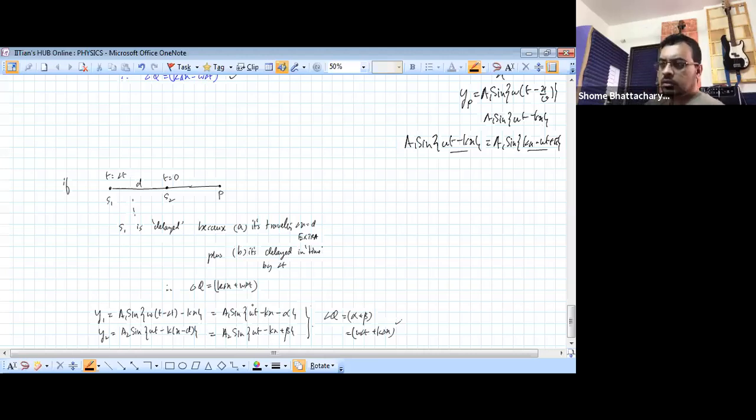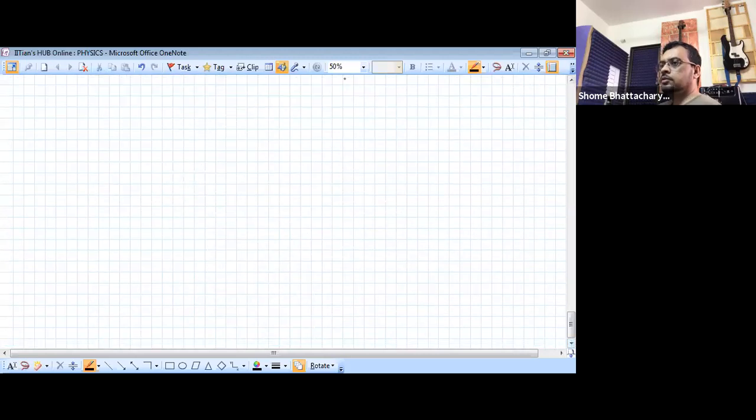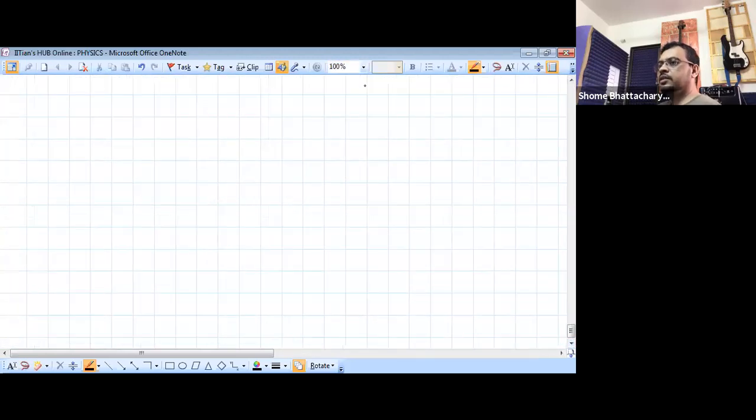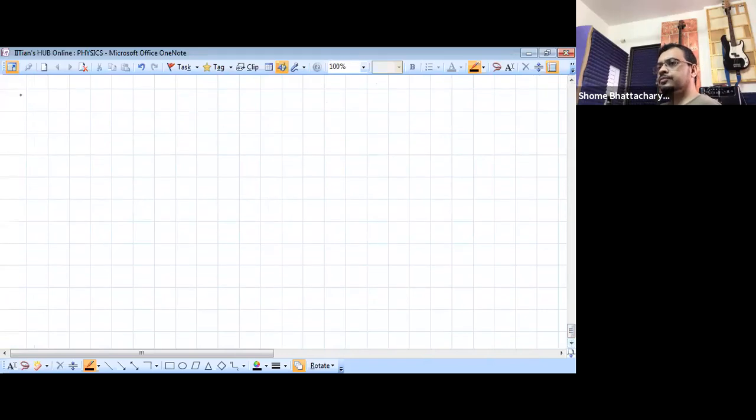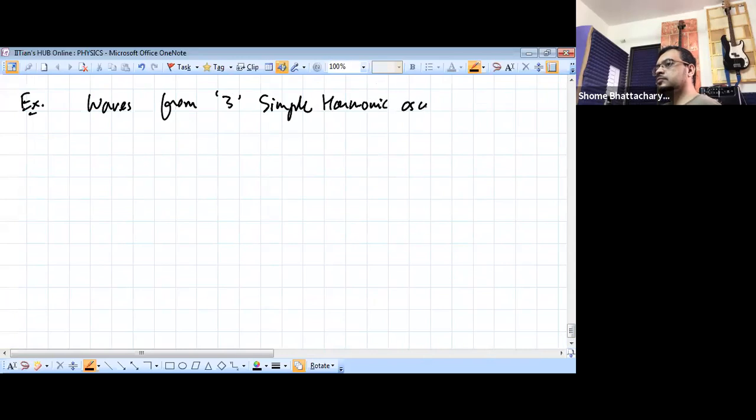All right, so hope this aspect is clear. Okay, next let us look at a situation where we have more than two waves interfering. Suppose we have waves from three simple harmonic oscillators given by these equations.